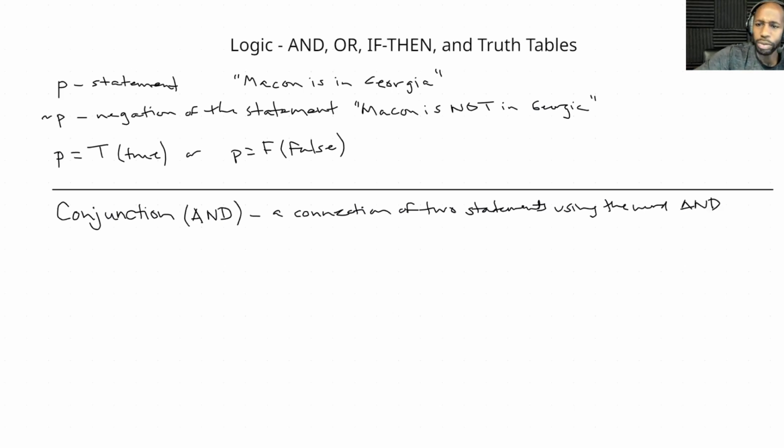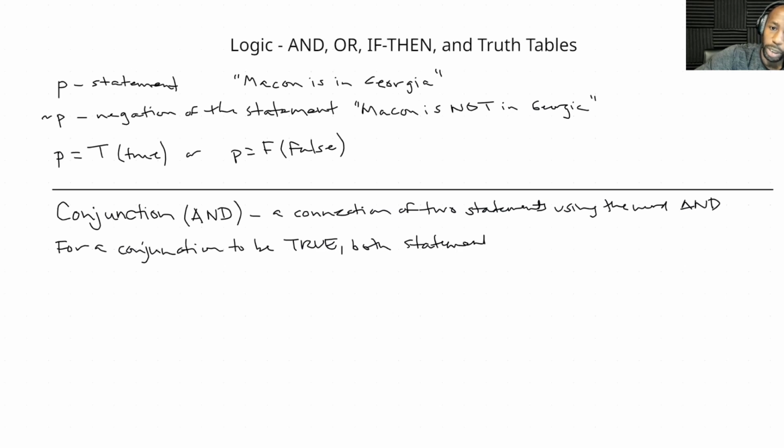I'm not sure why this writing is doing this. This application isn't working right. And so here's the key. For a conjunction to be true, both statements must be true. I'm gonna have to type this because this is not really making my writing accurate.